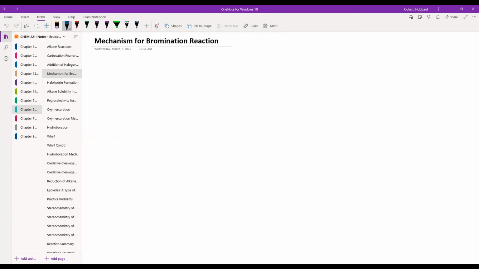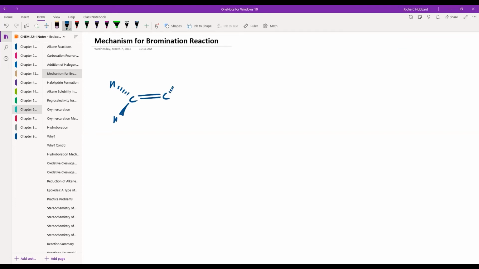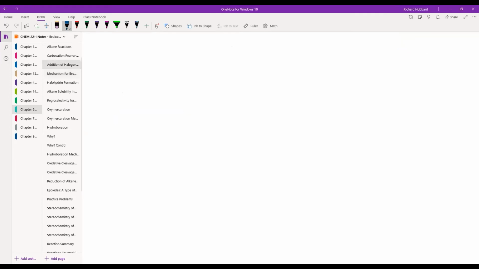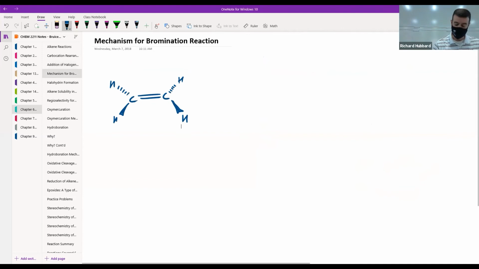Did I hear somebody? Yes, Dr. Hubbard. Uh-huh. So how are we going to know if it's a syn addition or we're dealing with an anti-addition? You only get anti-addition. Syn addition for this reaction does not occur. Is it that it's just too unstable? Well, we're about to look at the mechanism, and that will answer our questions.